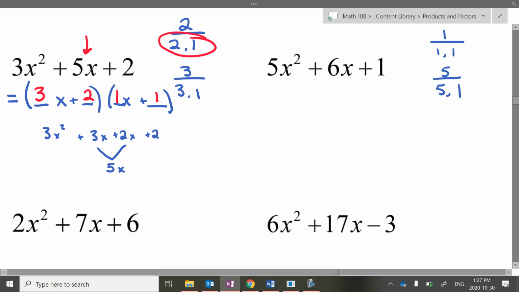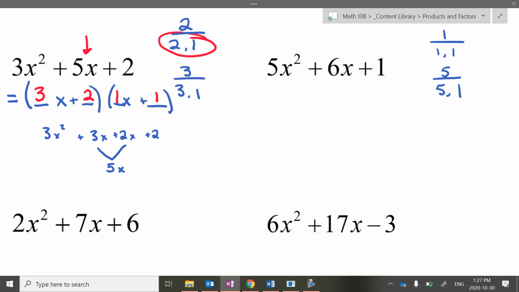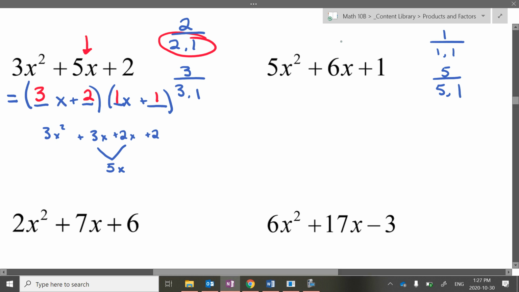5 times 1 gives us 5. 1 times 1 gives us 1. 5 plus 1 is our beautiful 6. So in this one, we're going to get 5x plus 1 and x plus 1.